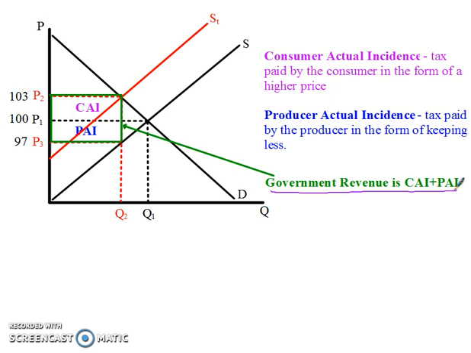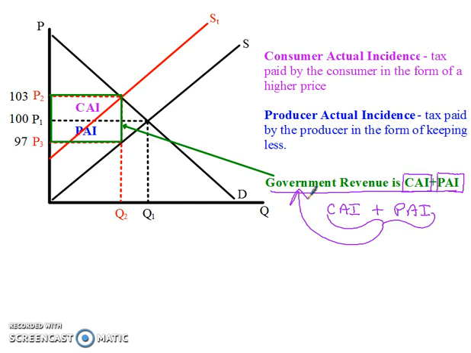And the amount of revenue collected by the government is equal to the amount that the consumer paid, that's the consumer actual incidence, plus the amount that the producer paid, that's the producer actual incidence. So you add those two together, take your consumer actual incidence, add to it the producer actual incidence, and then you have the total amount of money. Those two together gives you the total amount of revenue collected by the government.